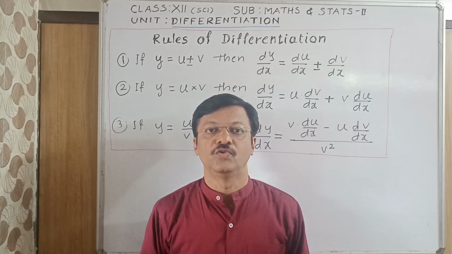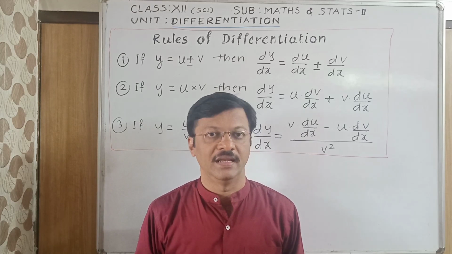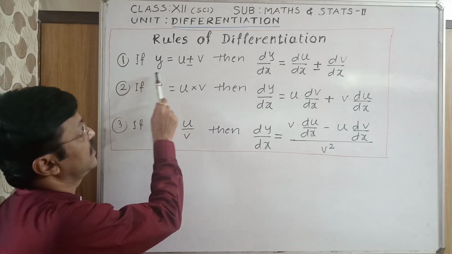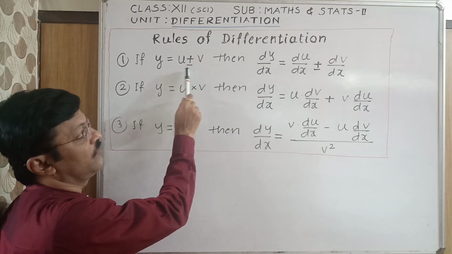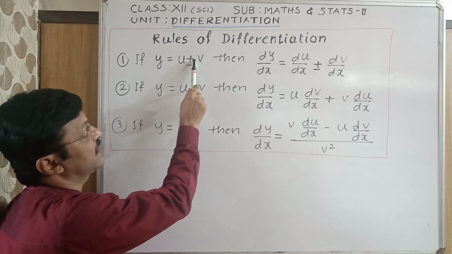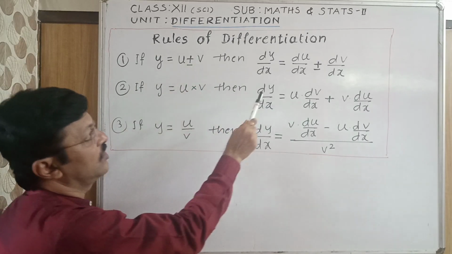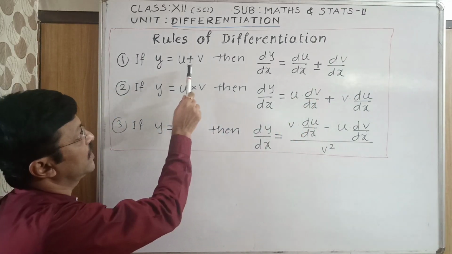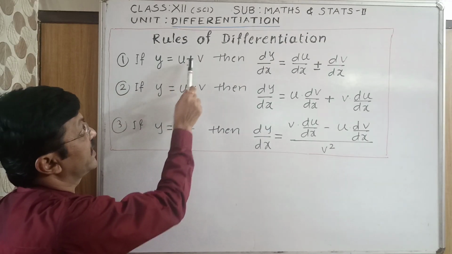Let us revise the rules of differentiation which you have studied in 11th standard. The first rule, you can see there are 2 rules written in one statement, plus sign and then minus sign. Here also there is plus sign and minus sign. Read one sign at a time. Suppose I read it with positive sign.